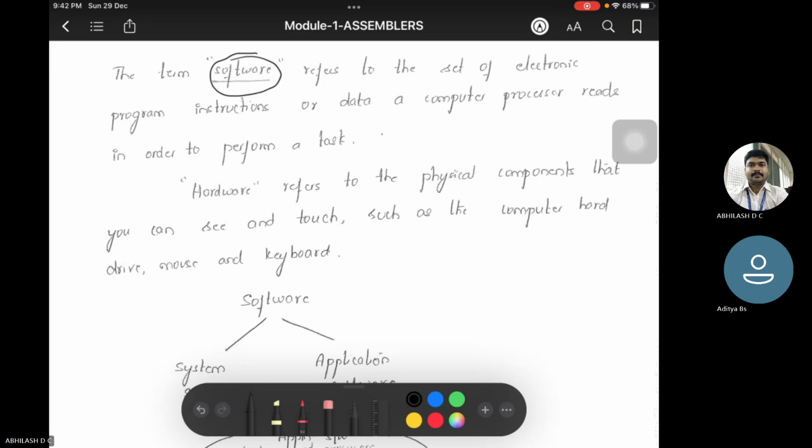So what do we mean by hardware? Hardware refers to a physical component, a device that you can feel, touch and see. For example, our pen drive, hard drive, mouse and keyboard come under the term hardware. The software cannot be felt; it can only be seen or imagined. Hardware is what you can feel and touch.